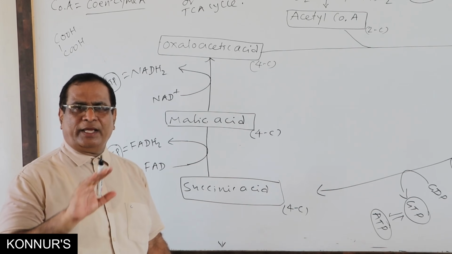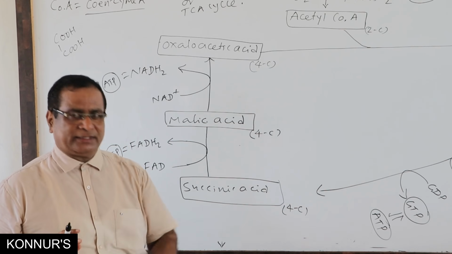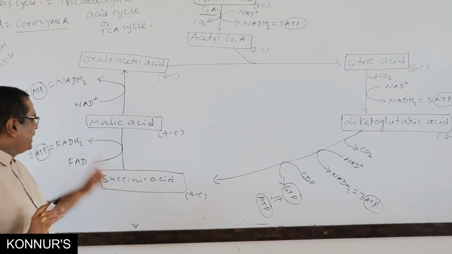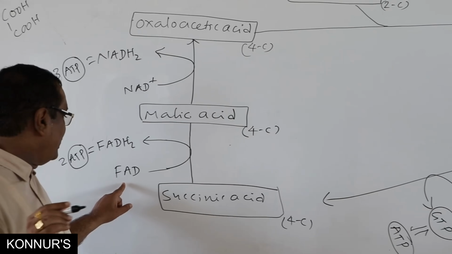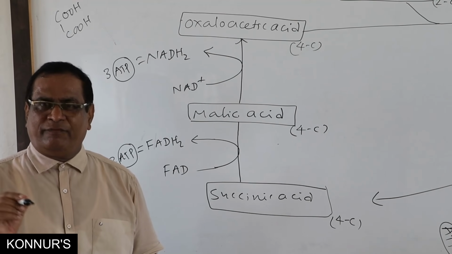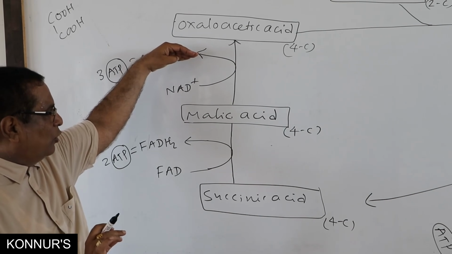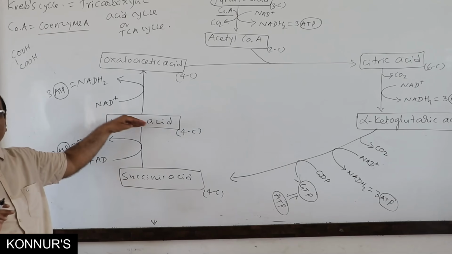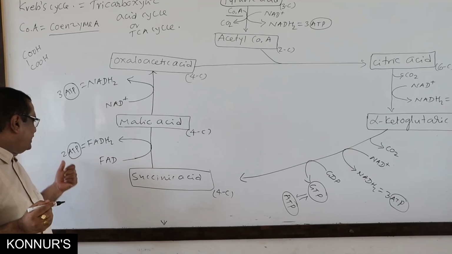Remember, this step is a very important and unique step in the Krebs cycle, because wherever the dehydrogenation took place, the formation of NADH2 took place. But only in this step, the dehydrogenation which is taking place, that hydrogen is received by FAD and becomes FADH2. They may ask a question: in which of the following steps is FADH2 formed? They will give the reactions like succinic acid into malic acid, malic acid into oxaloacetic acid, and citric acid into alpha ketoglutaric acid. The right answer is succinic acid into malic acid. Only in this step FADH2 is formed, and the energy present in FADH2 is 2 ATPs.